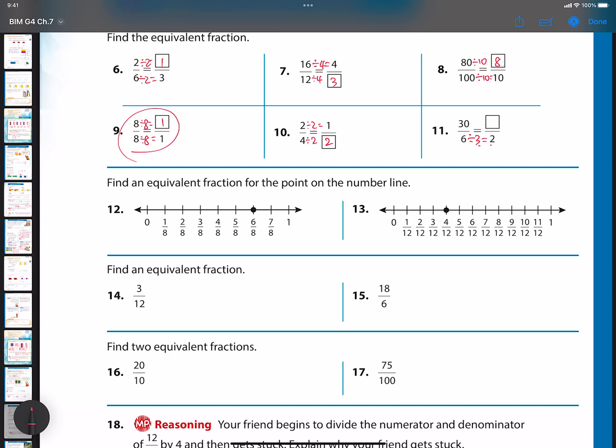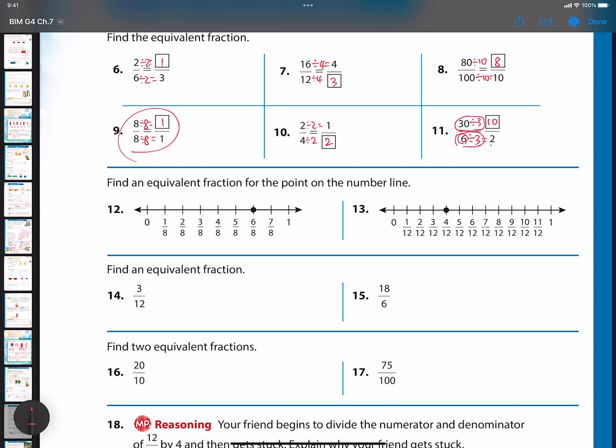I told you in the beginning. Remember, divisor times quotient is going to make dividend, okay? So anything you did to this denominator, you have to do to the numerator, which is 10.